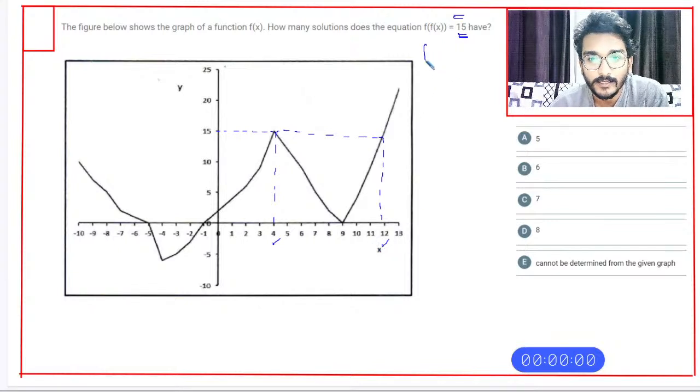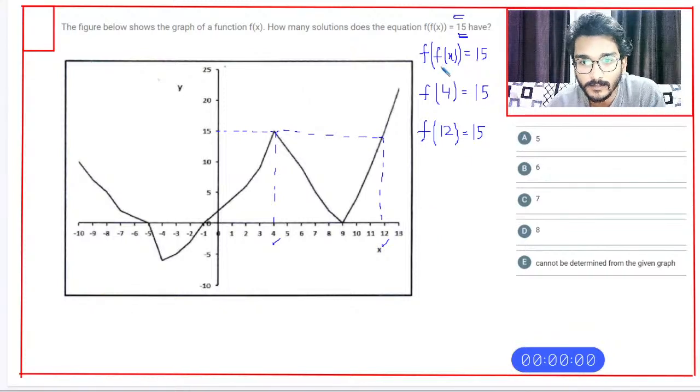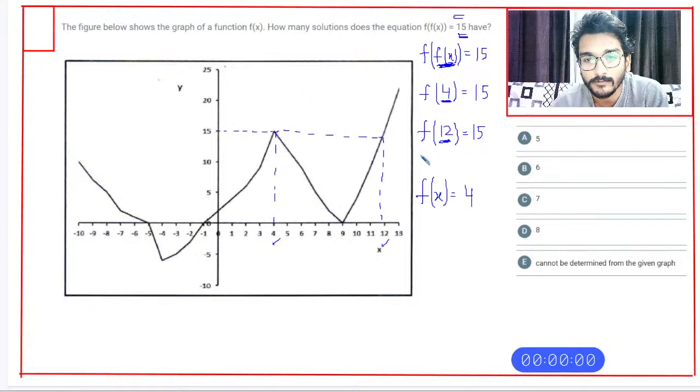Means if somehow, see, this is given to us, f(f(x)) equals 15. Now, if instead of f(x) we have written 4, then it is 15. Similarly, instead of 4, if I have written 12, then it is 15. So there are two possibilities for this inner bracket. Either it is 4 or it is 12. So when it is 4, means the inner bracket f(x) equals 4, this is the first case I'm taking here.